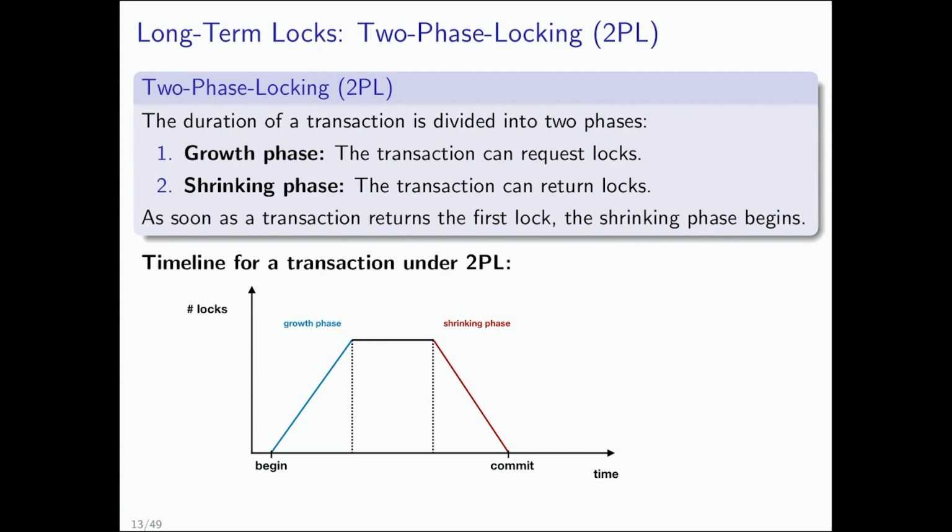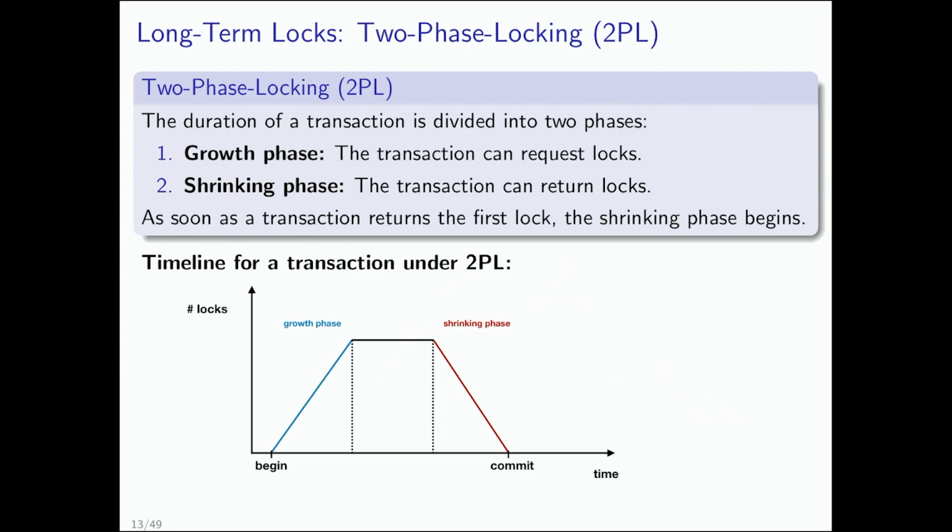Actually, you could also argue it's three. But basically, there's a growth phase, where the transaction acquires locks. And then there's a shrinking phase, where the transaction gives those locks back to the database system. Any transaction following this principle, that there's a growth phase and then a shrinking phase, and not a growth phase, then shrinking, and then grows again, and shrinks, and grows, something like that.